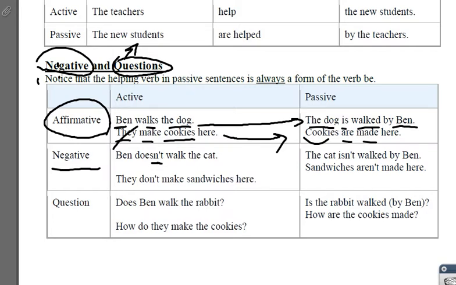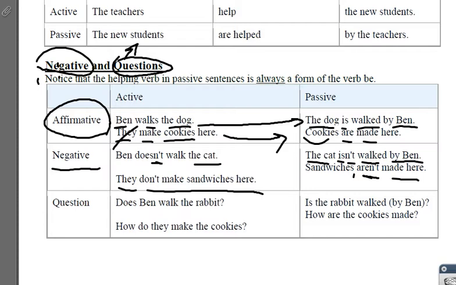Now let's deal with the negative form of this sentence. Ben doesn't walk the cat. So we have to begin with the object, which is the cat. We have to put verb to be, which is is, and put not after it. So isn't, walk will be walked, and by Ben. They don't make sandwiches here. So sandwiches aren't made here. So what is the difference between affirmative and negative? Affirmative, am or is or are plus the past participle, but negative, am not, isn't, aren't plus past participle.